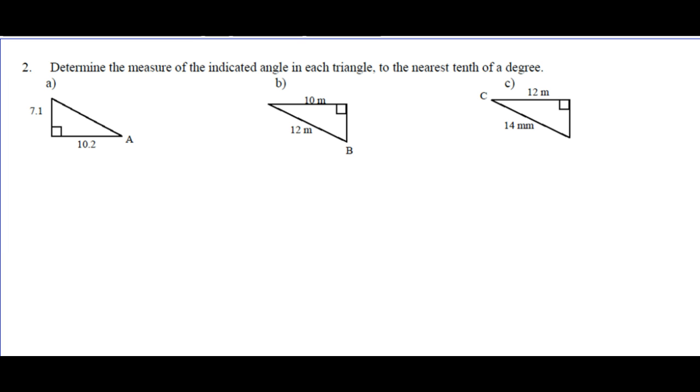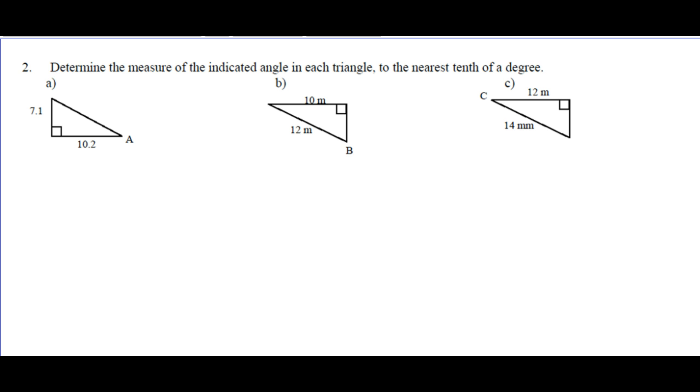Determine the measure of the indicated angle in each triangle to the nearest tenth of a degree. Okay, so the whole secret to using trig to solve for angles is naming the sides of the triangle, right?